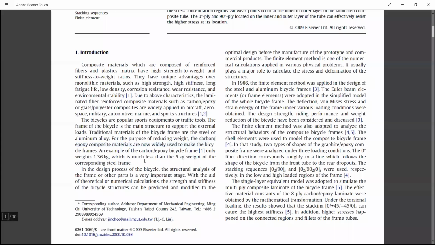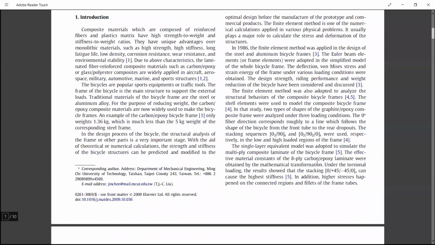If you're comparing the weight of a carbon epoxy cycle, it is 1.36 kg, whereas a steel frame weighs 5 kg. So that's the weight reduction that you're getting. But in the design process of the bicycle, the structural analysis of the frame or other parts is a very important stage. Okay, so the structural analysis becomes important, and I'll just run through this.